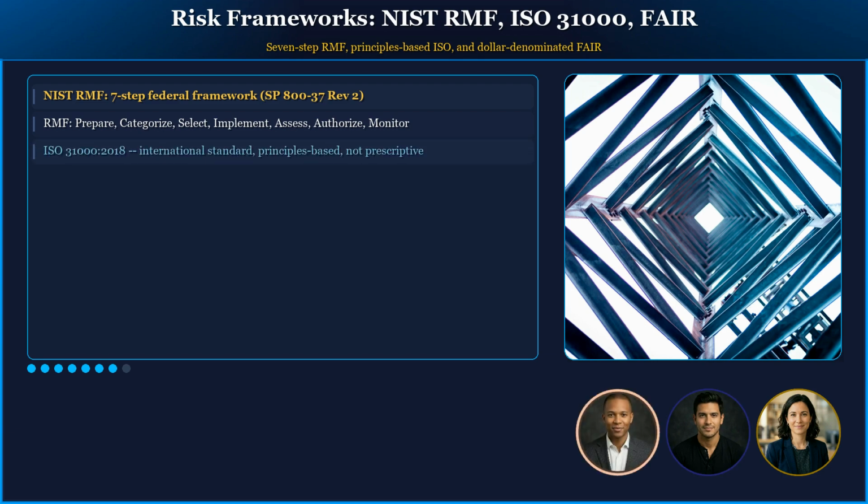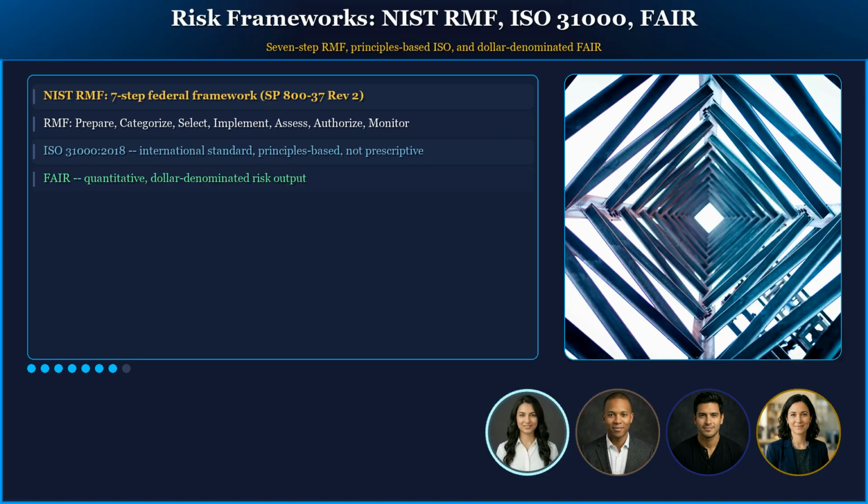Prepare was added in Revision 2, and it changes the entire framework. It covers organizational setup, governance structures, risk tolerance statements, and the groundwork that makes the other 6 steps executable. Before Revision 2, organizations would jump straight to categorization and then wonder why their authorizations kept failing. The prepare step was the missing piece.